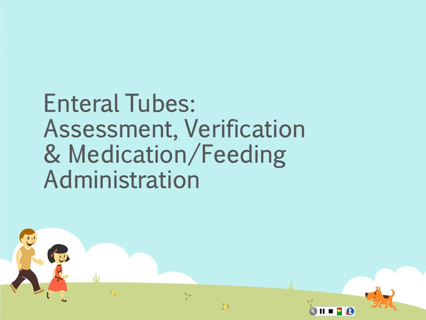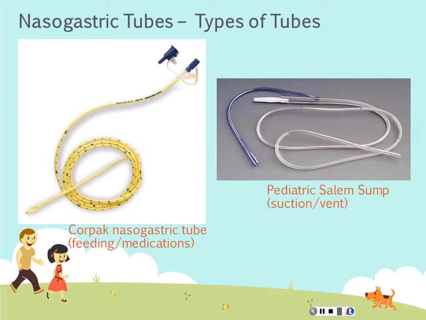Now we're going to talk about enteral tubes. Assessing enteral tubes, verifying placement of those tubes, and then administration of medication and feedings through enteral tubes. Two types of enteral tubes that you may see in patients in the inpatient pediatric setting are the pediatric Salem sump tube, which is on the right. Those are traditionally what you've probably seen with adult patients. They're used to suction and to vent if they have abdominal distension.